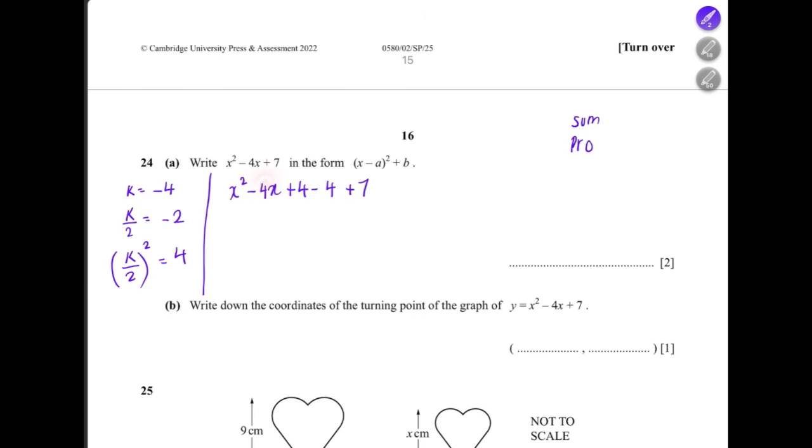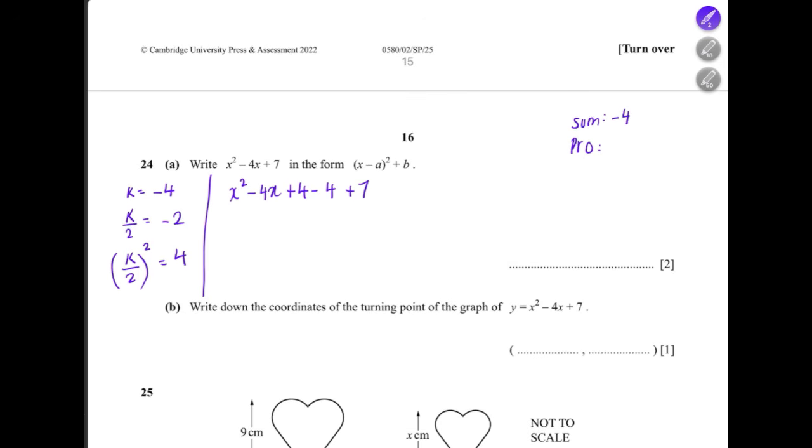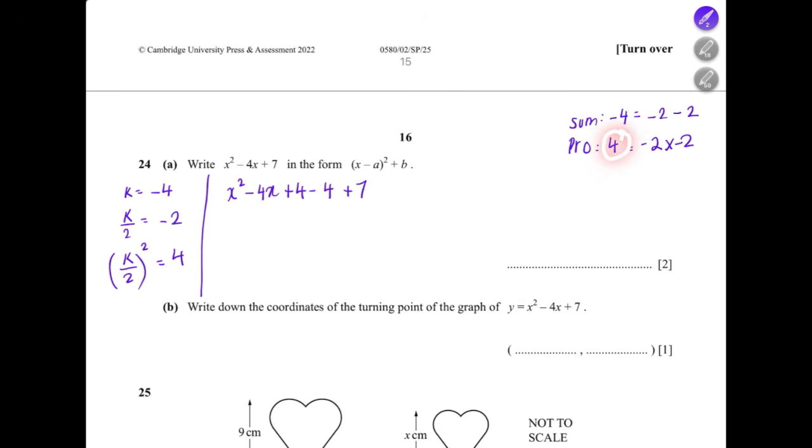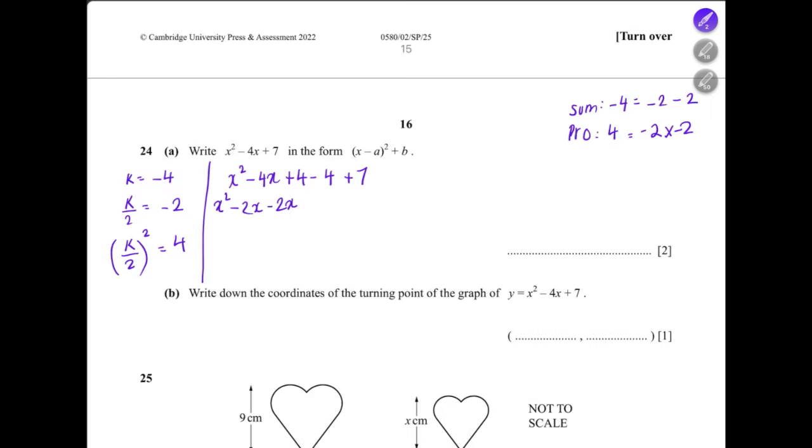So the sum should be negative 4 and the product should either be 4 or negative 4. Let's try to start with 4 and see if you're getting the answer. Negative 2 times negative 2 will give you 4, and negative 2 minus 2 is going to give you negative 4. So that means when you're using positive 4 here like this, you will be able to factorize this. So this would be x squared minus 2x minus 2x plus 4, and then we can add these constants. Minus 4 plus 7 is going to be plus 3.